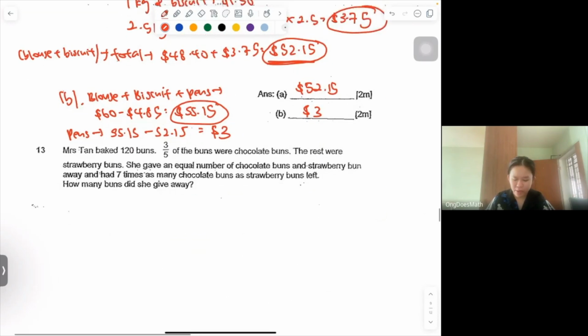Next, Mrs. Tan baked 120 buns, 3/5 were chocolate buns. The rest were strawberry buns. She gave an equal number of chocolate buns and strawberry buns and had 7 times as many chocolate buns as strawberry buns left. How many buns did she give altogether?